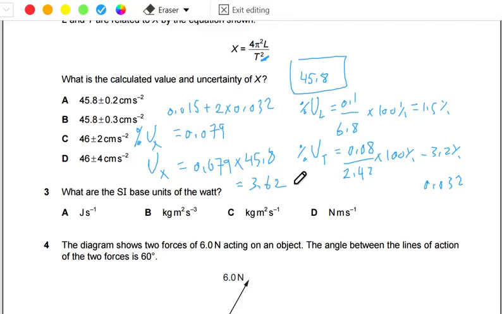Okay, so if we choose the value to be 45.8, we will not have an absolute 3.6, so we can round this to 46 and round this to 4.